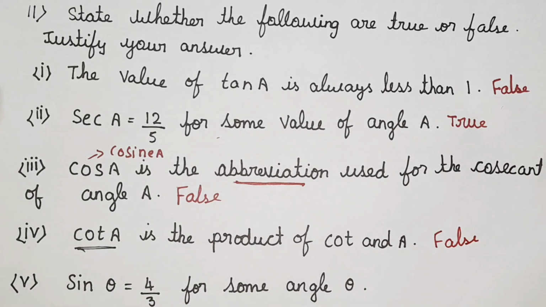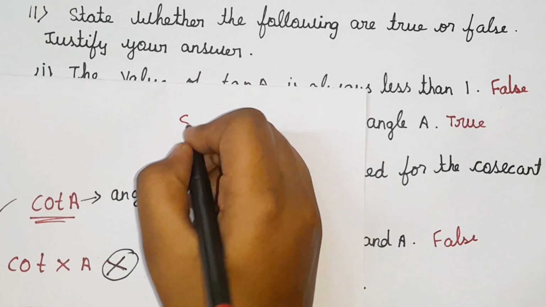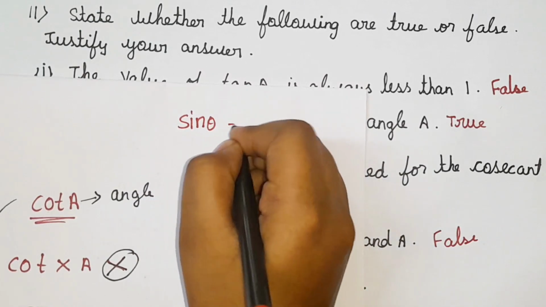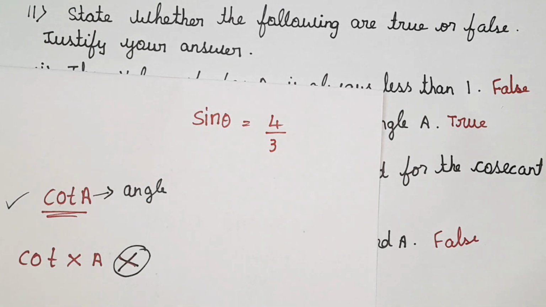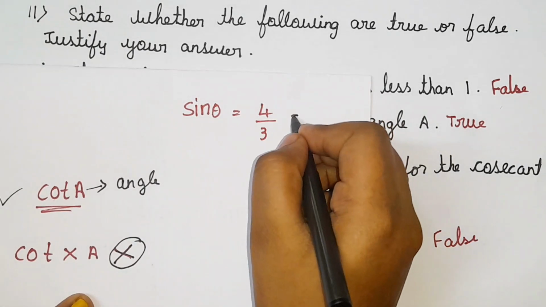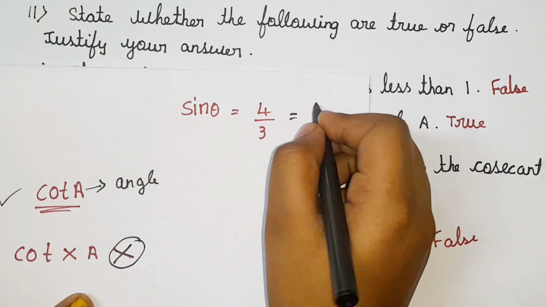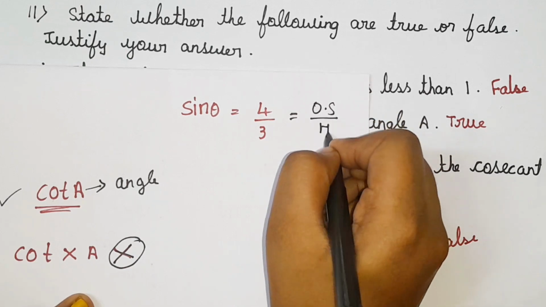Alright, now let us move on to the next question, that is the fifth subdivision. Sin theta is equal to 4 by 3. So what is the formula for sin theta? The formula for sin theta is opposite side by hypotenuse.